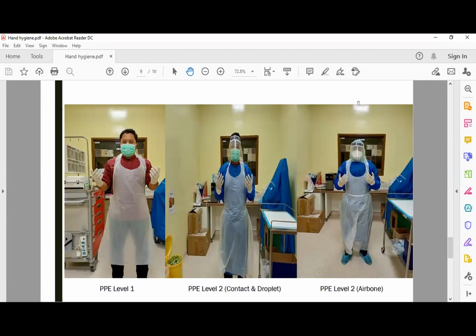Okay, Doctor, thank you. Okay, any other questions? Okay, this is Datuk. There are level 1 and level 2. Okay, good. Okay, next.